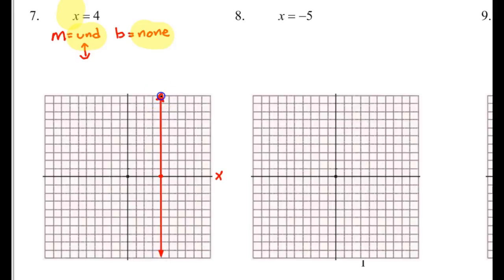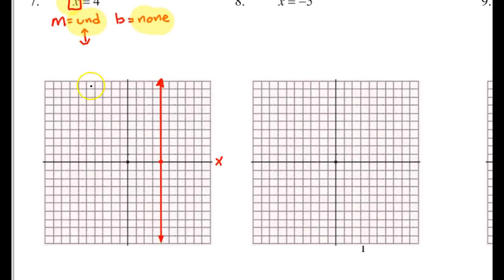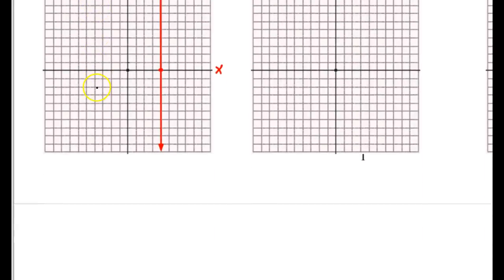So everything about x equals is different. It's a vertical line, which is different. Its slope is undefined, which is different. And there are no y-intercepts. So everything about x equals, when you see this, everything about it is different. So that's the front side. Let's flip it over to the back.